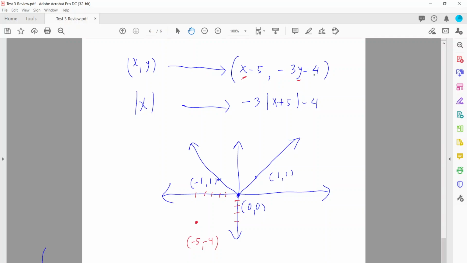Now this negative 1, 1 becomes, just plug x equal to negative 1, so it becomes negative 6. The y is 1, so negative 7. So negative 6, negative 7. So what is negative 7? Negative 7 would be, this is 4, 5, 6, 7, so negative 7 would be here.